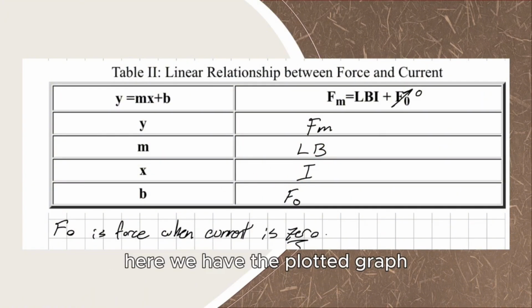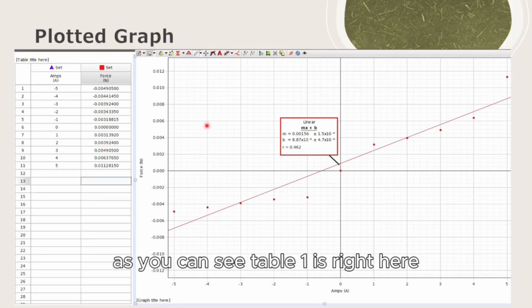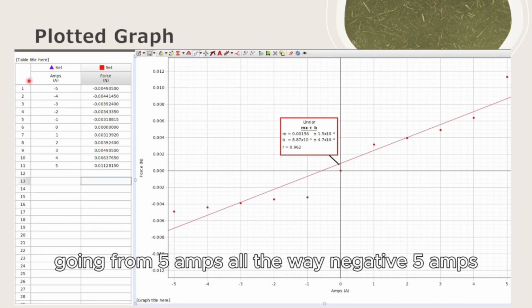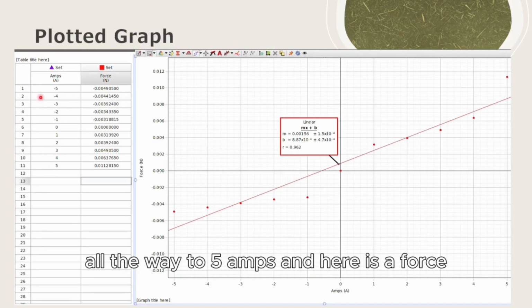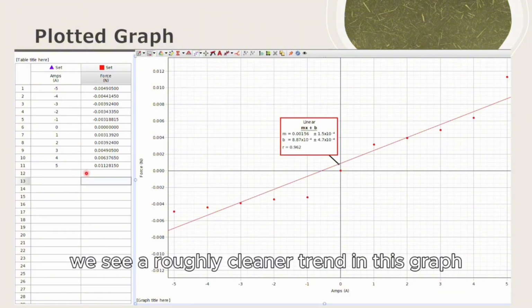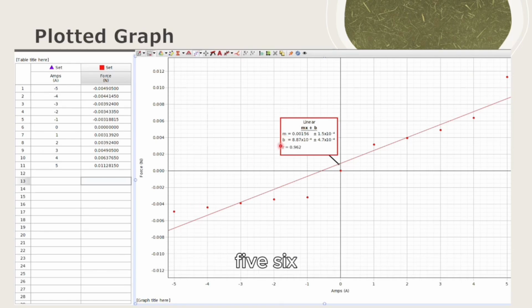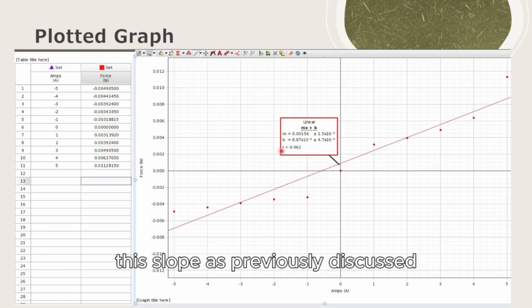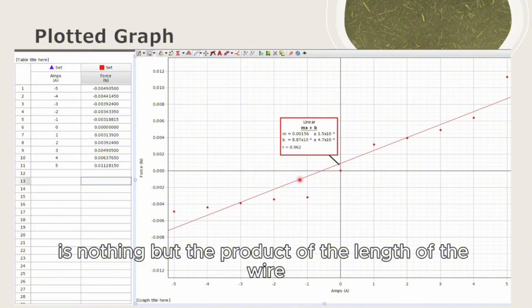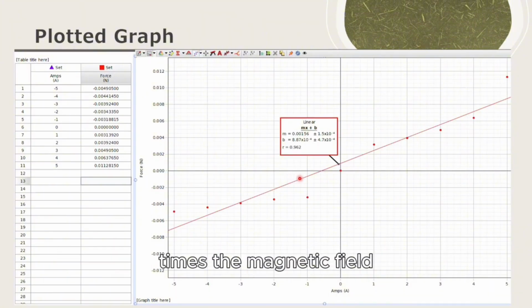Here we have the plotted graph. As you can see, table 1 is right here, going from -5 amps all the way to 5 amps, and here is the force. We see a roughly linear trend in this graph, and it gives us a slope of 0.00156. This slope, as previously discussed, is nothing but the product of the length of the wire times the magnetic field.